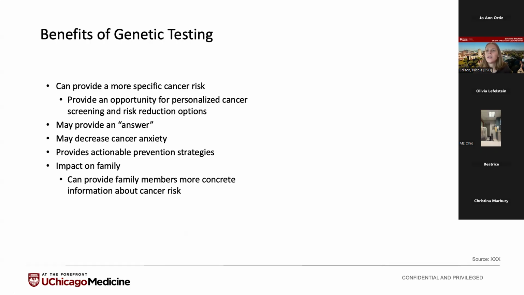It also can help provide an answer and decrease anxiety if patients are seeing multiple family members die of a mutation and then they get a negative answer. That can be fairly reassuring that that's something that they don't have to worry about specifically for themselves. It provides prevention strategies, like I mentioned. And then, someone may see you who's had that cancer, and it might be too late for this mutation or this diagnosis to make a difference for them, but it may be a way that they can feel like they can prevent their sister or their daughter from going through the same thing.